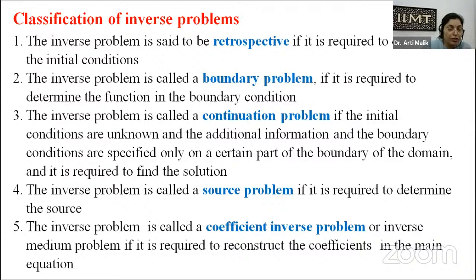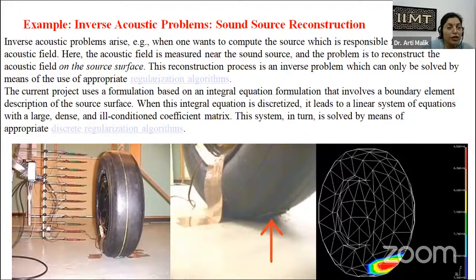The fourth point is the inverse problem is known as a source problem if it is required to determine the source. Last but not least, the inverse problem is called the coefficient inverse problem or inverse medium problem if it is required to reconstruct the coefficient of the main equation. These are the classifications of the inverse problem. Again, we can use the inverse problem.